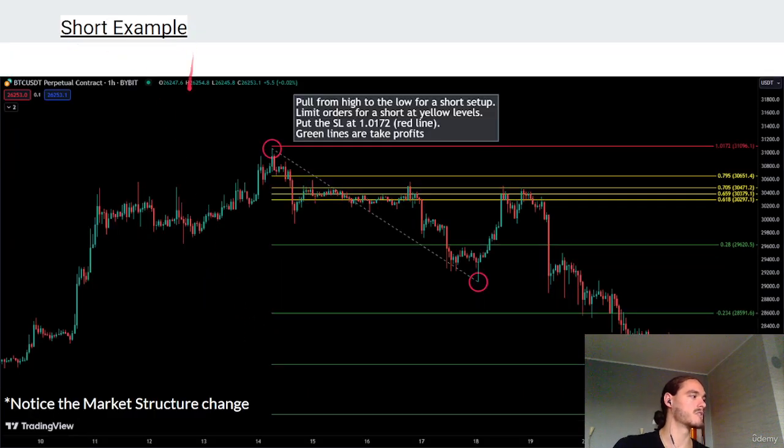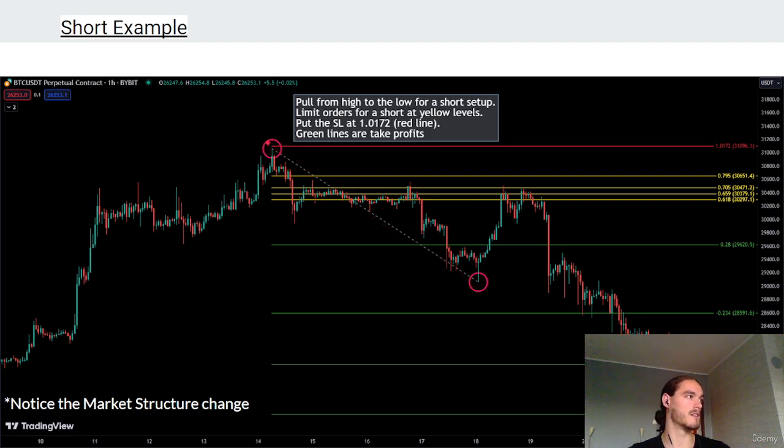So this is a short example with the market structure confluence. So we have a high, low, higher high, higher low, a higher high, higher low, and then we have a lower high and a lower low. We can see the market structure has changed. So we can get ready for a short trade.